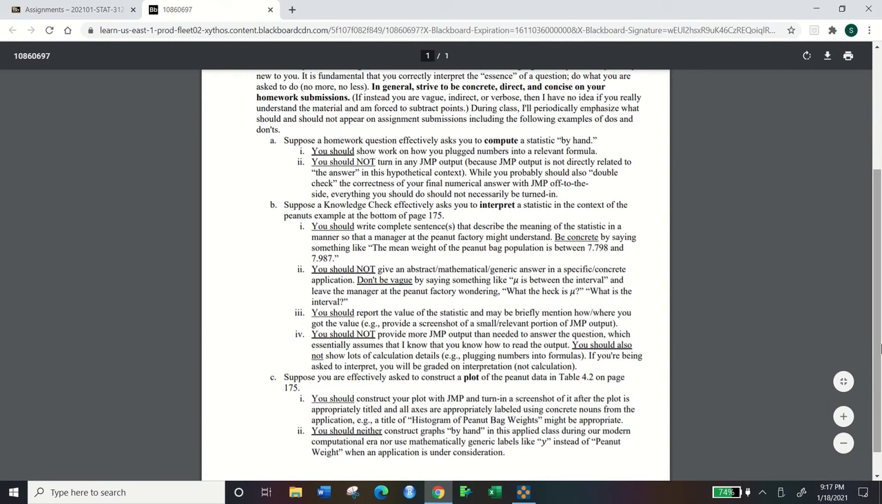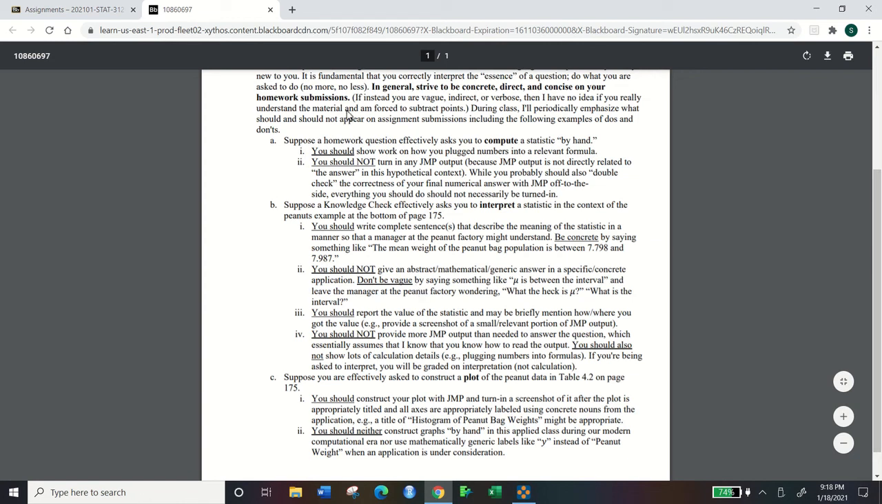Part of statistics is not only being able to complete the math, but it's also being able to properly explain what you've done. If you're giving me some general information that is basically a definition that I could read from a textbook, I'm not going to give you credit for that being an interpretation, because it's not. You need to be concrete, direct, and concise in your homework interpretations. If they're vague, if they're a textbook definition, I'm going to generally assume that you do not know what you're talking about. And to be perfectly honest, that is generally the case.